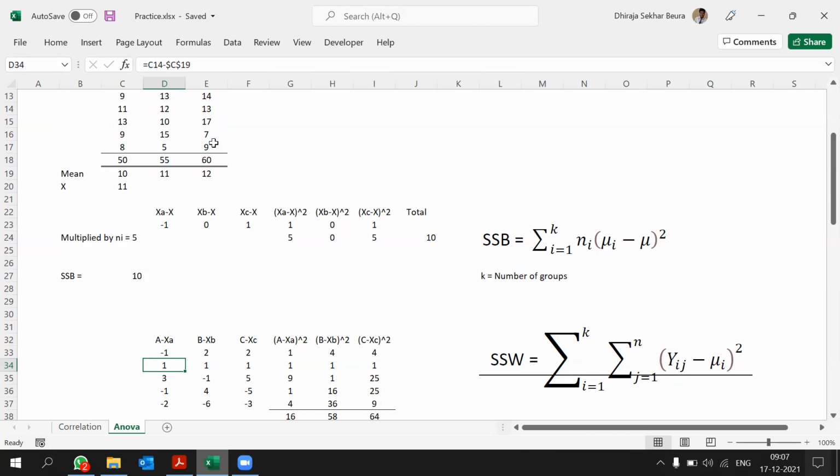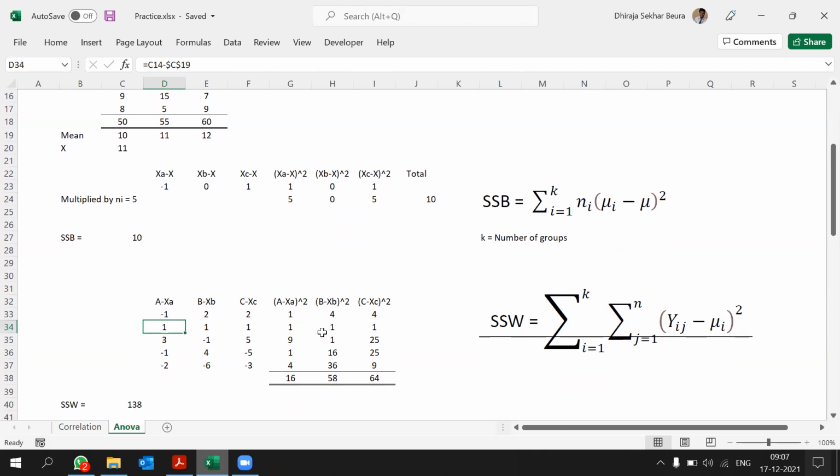Now, the difference between the first calculation and the second calculation is what? In the first calculation, for SSB, you are calculating the differences of the group means from the overall mean. Here you are calculating the difference of each item from the mean of its group. You can differentiate like that and try to remember through that.